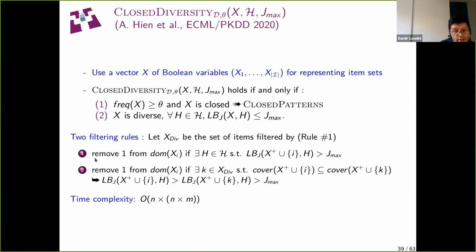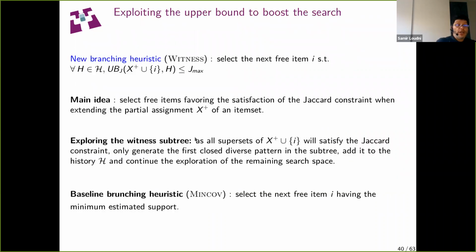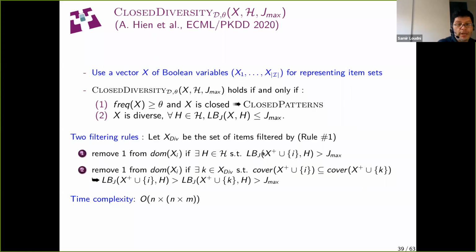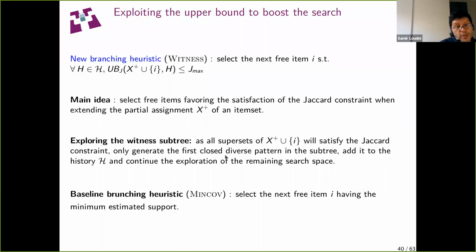So with this, we have the two following filtering rules in addition to the three filtering rules performed by closed patterns. Now, here we showed you how the lower bound can be exploited to filter the domain of the variable, but how can we exploit the upper bound?